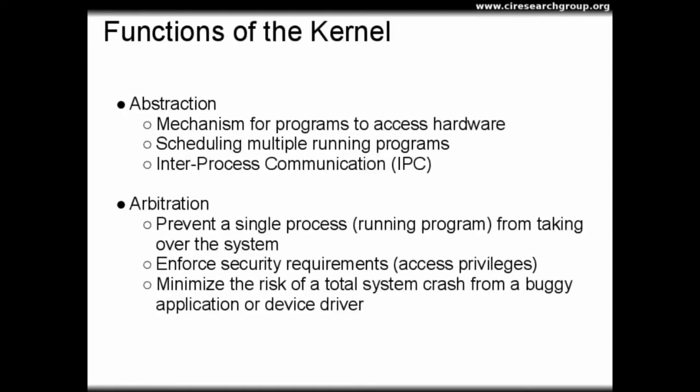A kernel provides two functions, the same two functions as any operating system. It provides abstraction and arbitration. The kernel provides abstraction in the sense that it provides a mechanism for programs to access hardware, a way to schedule multiple programs on the system, and it provides some method for inter-process communication, or IPC, a way for programs to send messages to each other, or send messages to hardware devices, or out to the network.